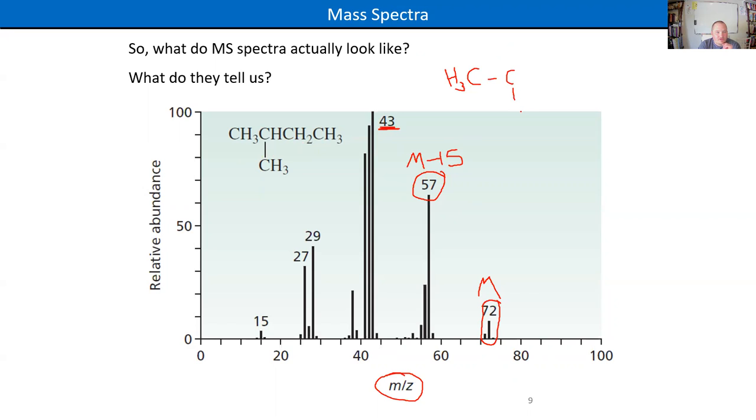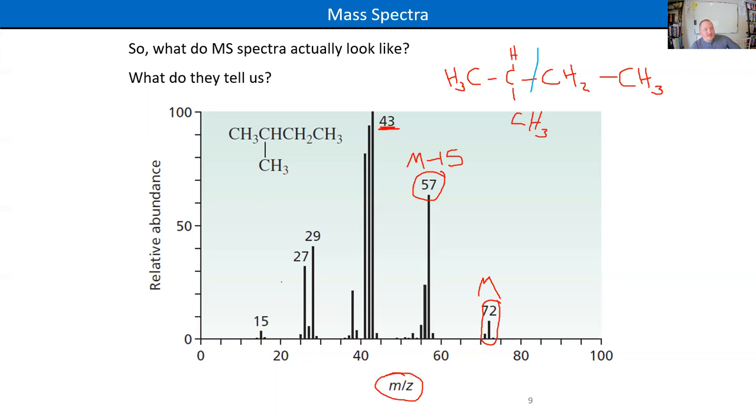Through methyl group, carbon, methyl group. So if a methyl group is a mass of 15, what's a mass of 14? A methyl group minus a hydrogen, right? Or a CH2. So this 43 fragment is going to be our starting molecule that we just sliced right there. In other words, it's like an isopropyl group, which has a mass of 43.